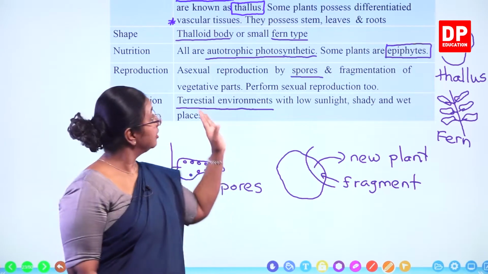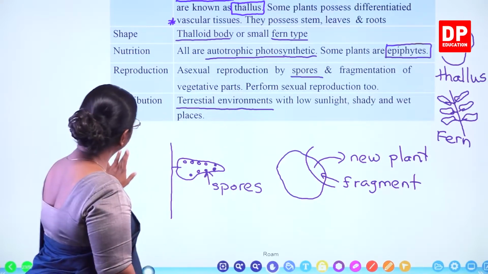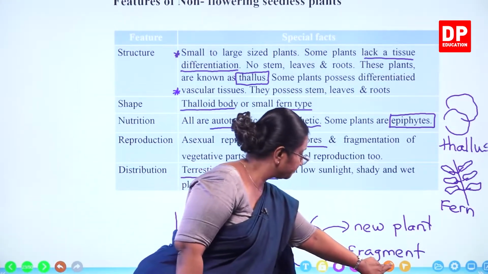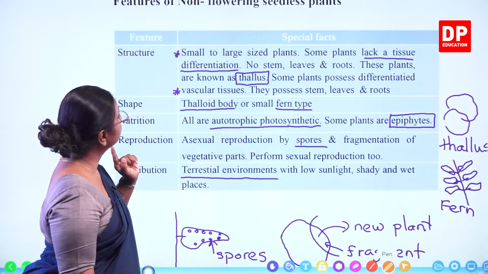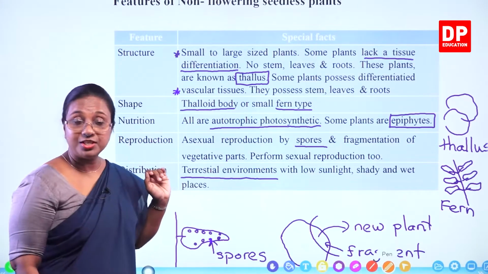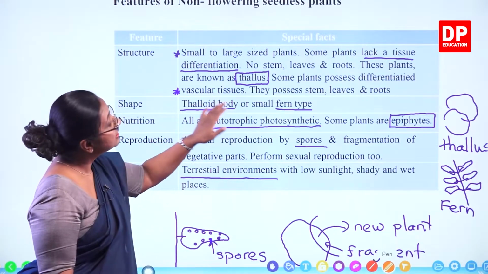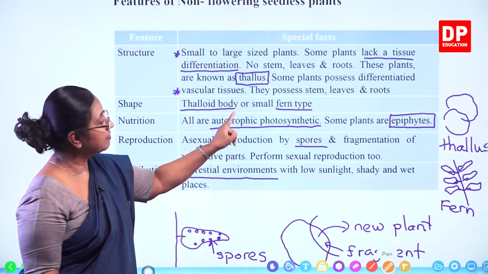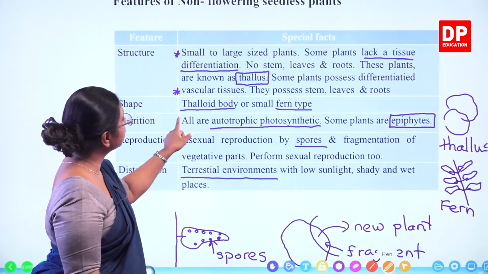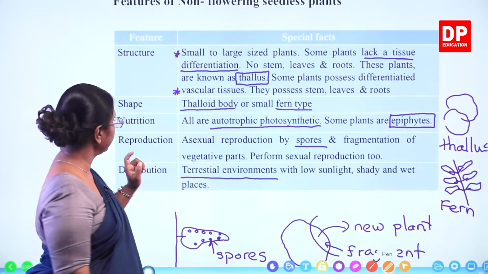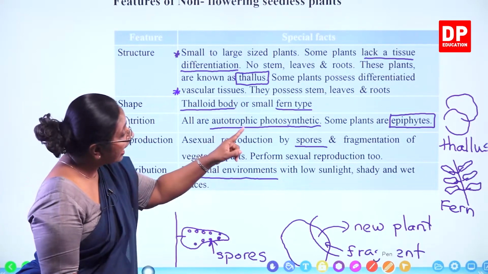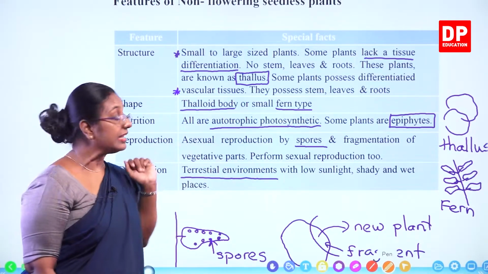So those are the features of the first group, that is non-flowering seedless plants. If you quickly go through that, they can be large or small size plants. Some don't have tissues, so they are known as thallus. Some have the tissue differentiation, stem, leaves and roots. So those are the fern type. Because of that, shapes are thalloid body or fern type body. Then nutrition, all are autotrophic and photosynthetic. And some are epiphytes in order to get sunlight.